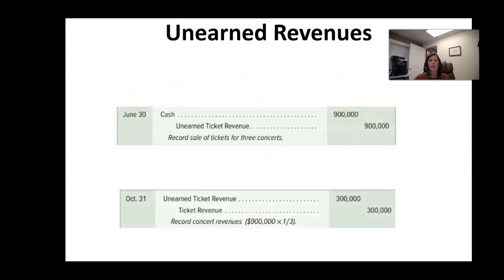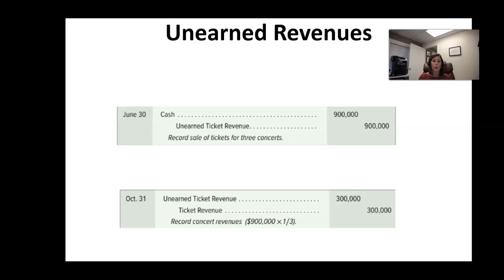Here's an example of how we would treat unearned revenue, or essentially if we've been prepaid for a product or service that we have yet to deliver. In this case, we've got $900,000 that we sold of tickets for various events. So we had the cash come in of $900,000 and the credit goes to unearned ticket revenue.